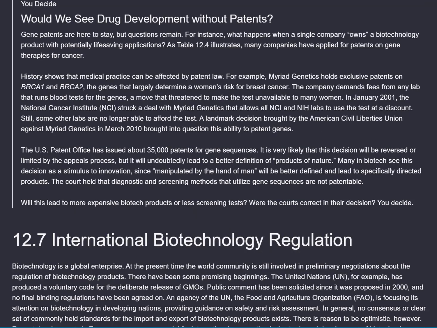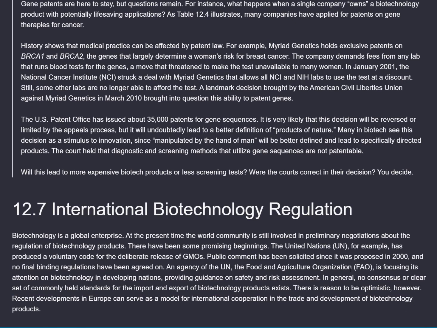You decide: would we see drug development without patents? Gene patents are here to stay, but questions remain. For instance, what happens when a single company owns a biotechnology product with potentially life-saving applications? As Table 12.4 illustrates, many companies have applied for patents on gene therapies for cancer.